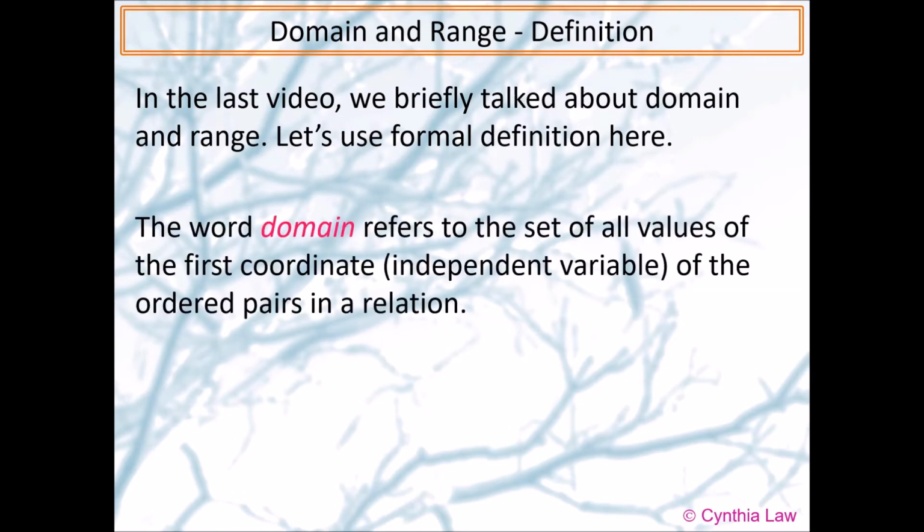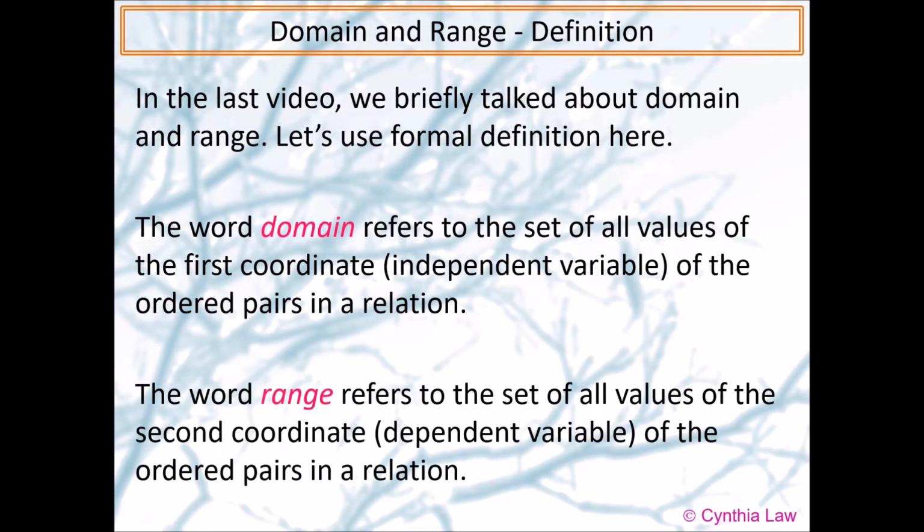The word domain refers to the set of all values of the first coordinate, or the independent variable, of the ordered pairs in a relation. The word range refers to the set of all values of the second coordinate, or the dependent variable, of the ordered pairs in a relation.